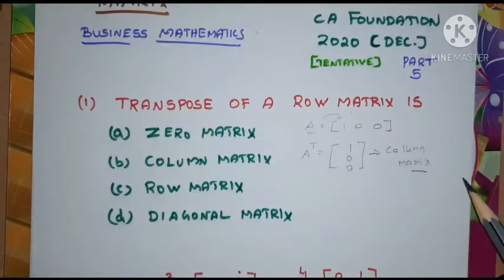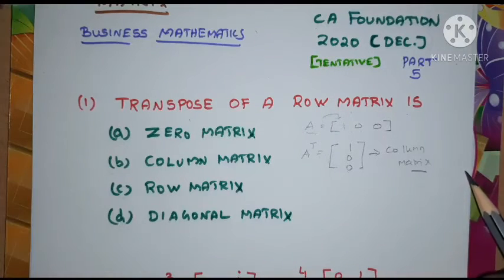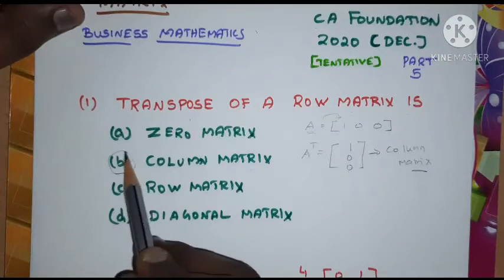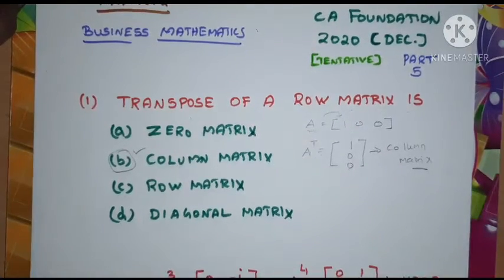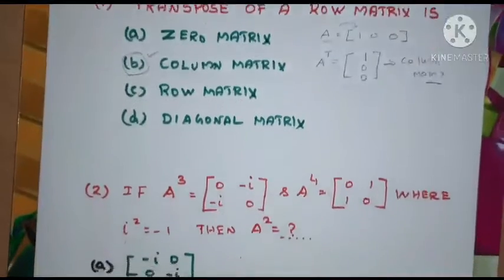Simple, it's a direct question. Transpose of a row matrix is option B, column matrix. If you know all the properties, then you can answer directly. Hope you understand. Fine, good. We'll go to the next question.